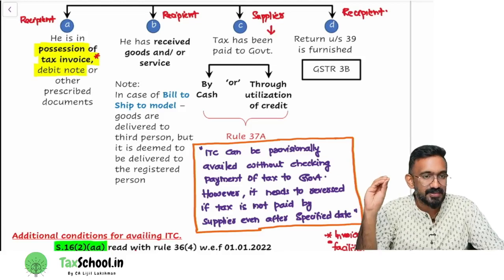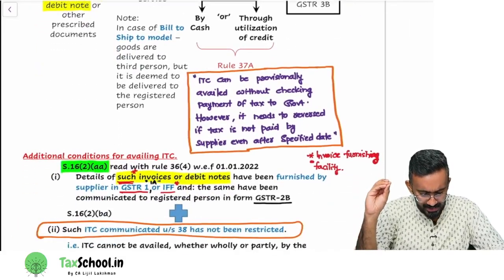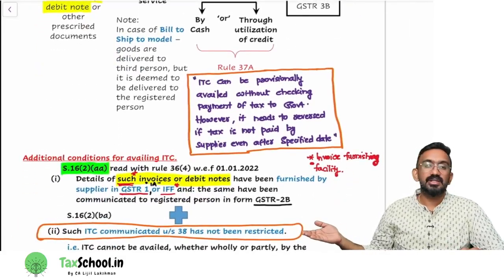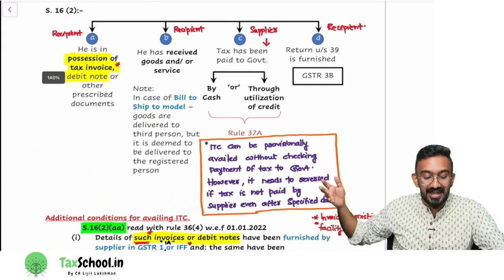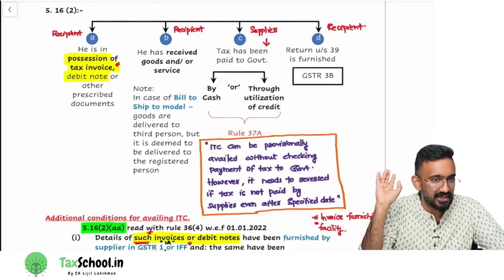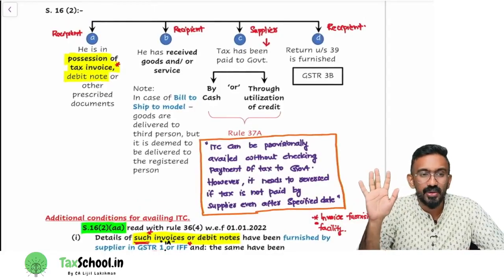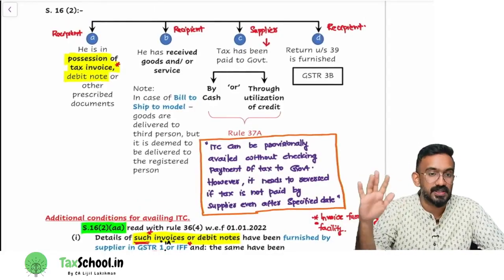So 16 subsection 2 has one more condition which says that such ITC communicated is not restricted. Even after you satisfy all these 5 conditions, if the government wants, they can restrict your credit. There's a provision that they have given like that. So 16.2 has 6 conditions. We have looked into all the 6 conditions.